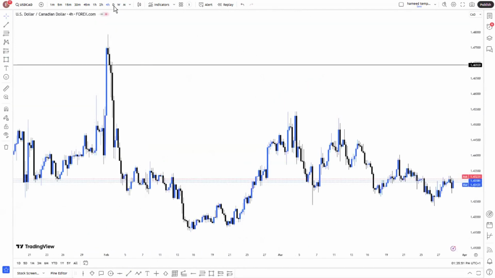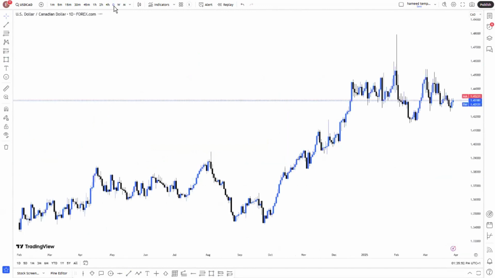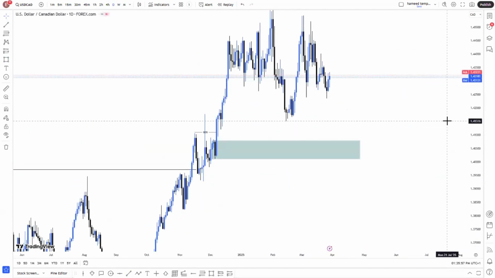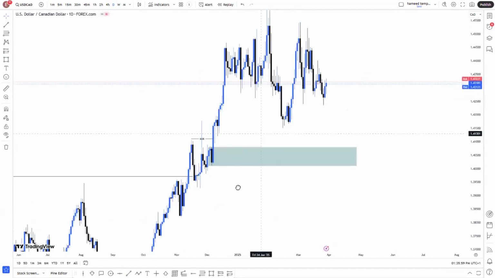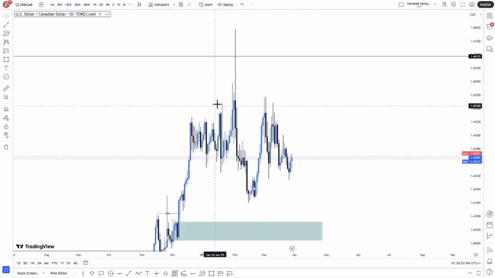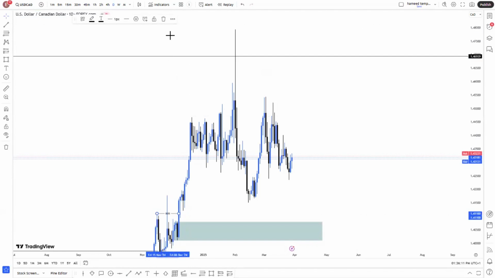Oh, mind you, I noticed something on daily time frame before we go so that I won't get confused. This is not the last break of structure here. This is the last break of structure that we have here. This one here should be the last break of structure. On a daily time frame, this is not the last break of structure. This is the last one here.